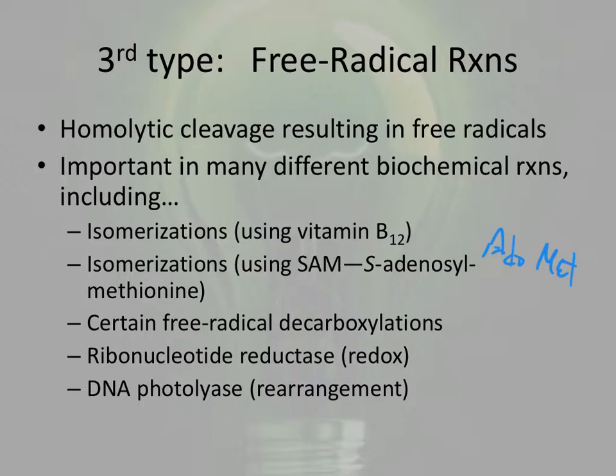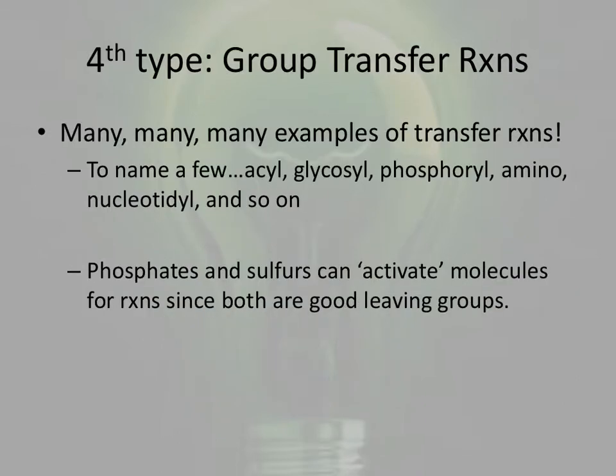Okay. There are certain types of carboxylations. There are redox reactions. One example for that would be ribonucleotide reductase. DNA photolyase, which is rearrangement, has to do with photoadducts in DNA. So let's move to the next group. This one, there are so many examples that we could go on and on.